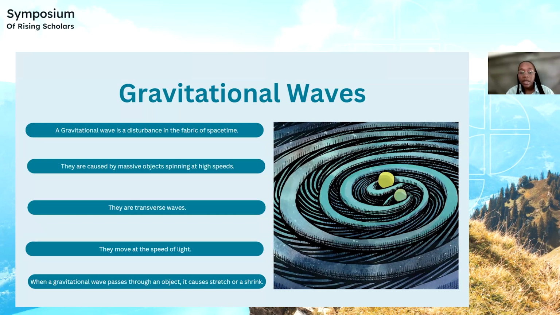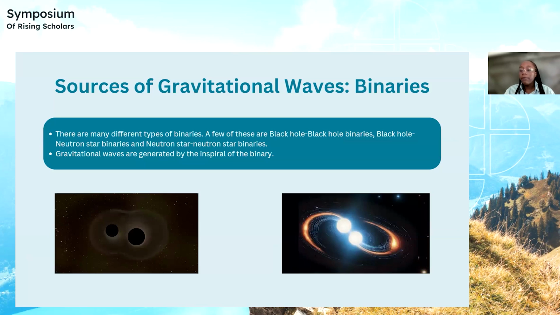They are transverse waves. They move at the speed of light. But despite the fact that they move at the speed of light and are transverse waves, they are not electromagnetic waves because they are not created by oscillating electric and magnetic fields, but instead are created when there is a disturbance in the fabric of space-time. Also, when a gravitational wave passes through an object, it causes a dilation in the form of a stretch or a shrink. There are many different sources of gravitational waves, but one of them is a binary.